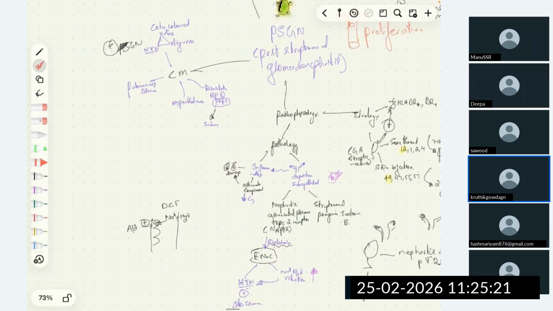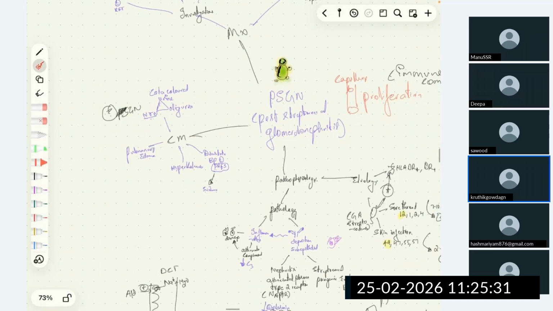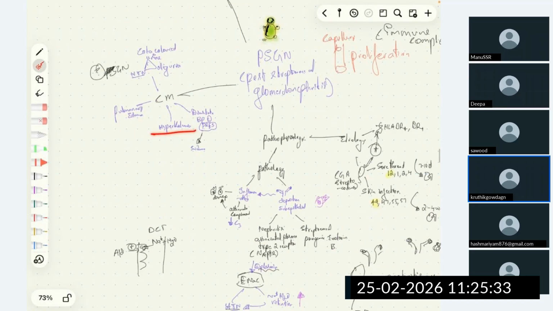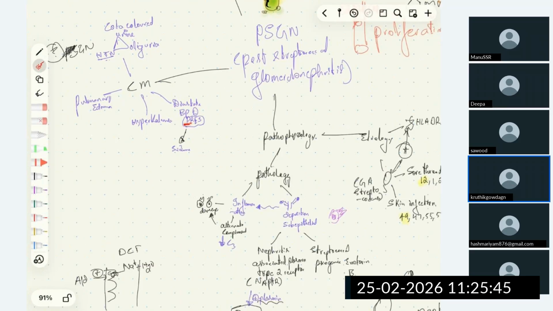We saw the classical triad in PSGN, that is cola-colored urine, oliguria, and hypertension. And also along with that we have pulmonary edema, which we discussed. In any AKI, acute renal failure, we see hyperkalemia due to renal impairment, and also the diastolic blood pressure is impaired, and it may lead on to posterior reversible encephalopathy syndrome, the CNS manifestation of hypertension, acute hypertension, which may cause seizure in the patient.